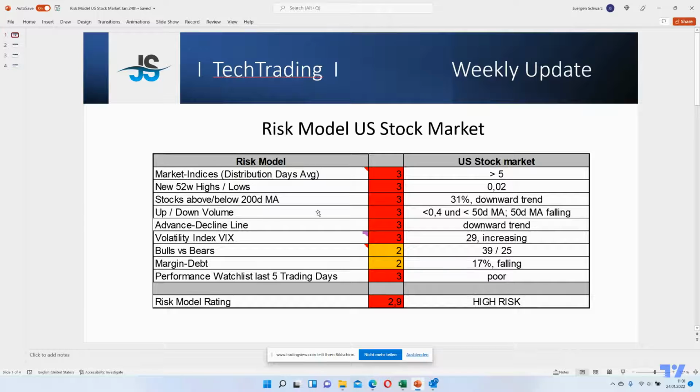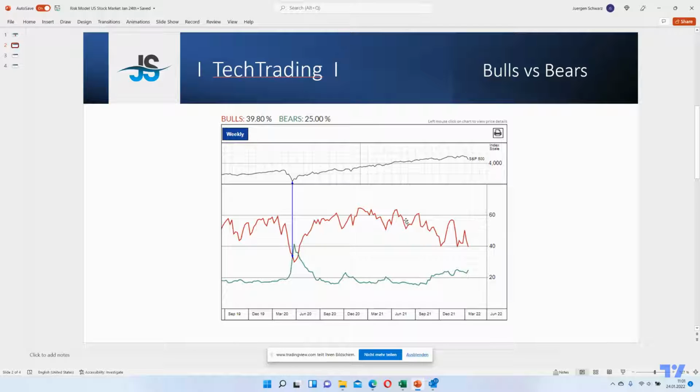Okay, so as discussed, all of these technical market indicators, as just explained on this TradingView chart, are deep red with a high risk rating. Let's take a look at two contrarian market indicators, which are the bulls versus bears and the margin debt. Let's take a look at the bulls versus bears. Now this is a contrarian market indicator.